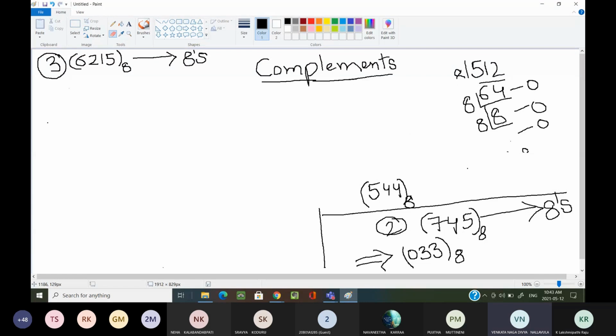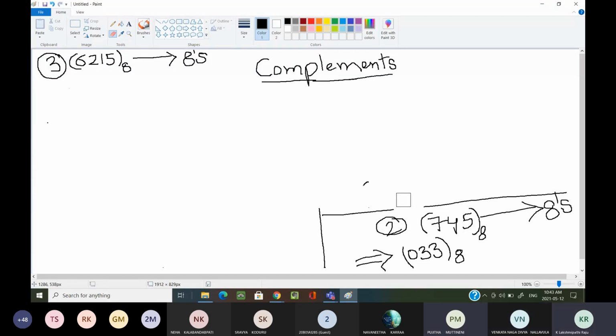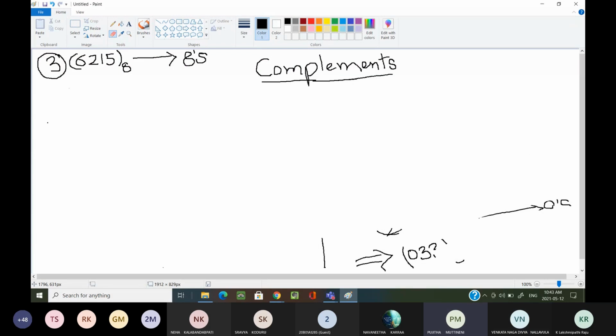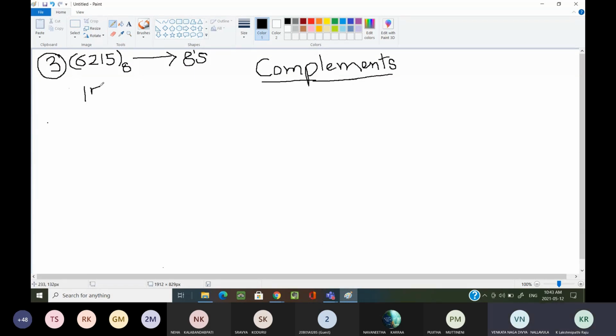1563 of base 8. Everyone got the same answer? Yes, sir. Okay.